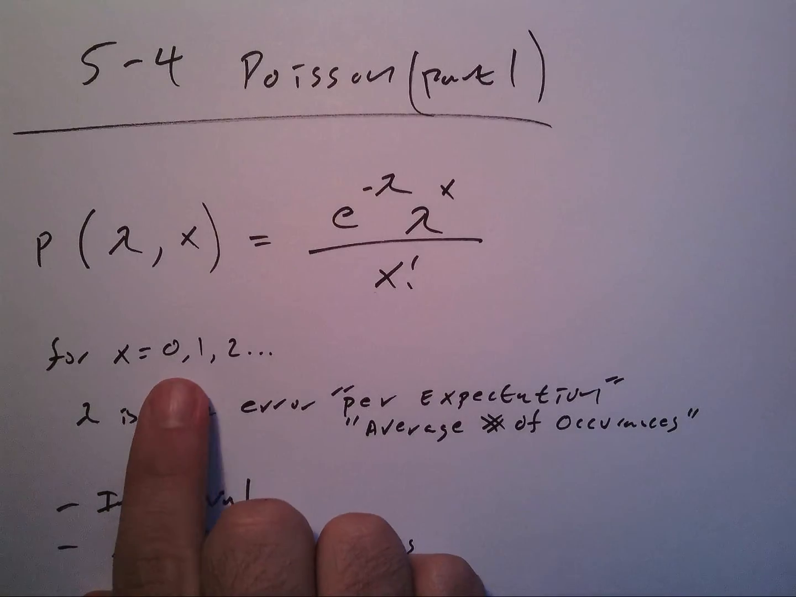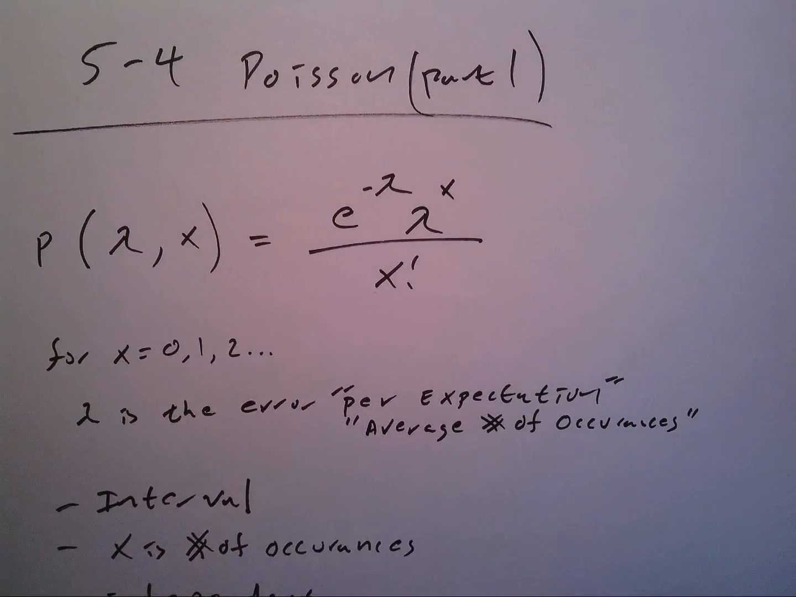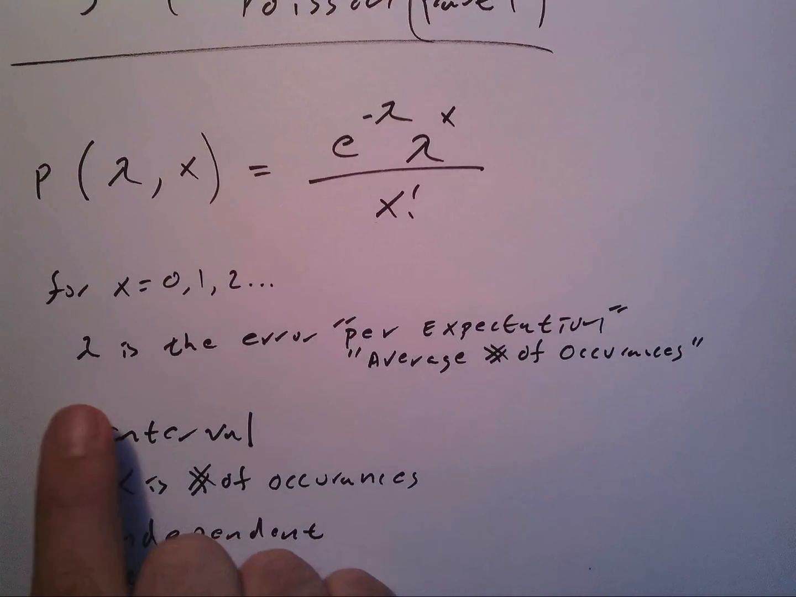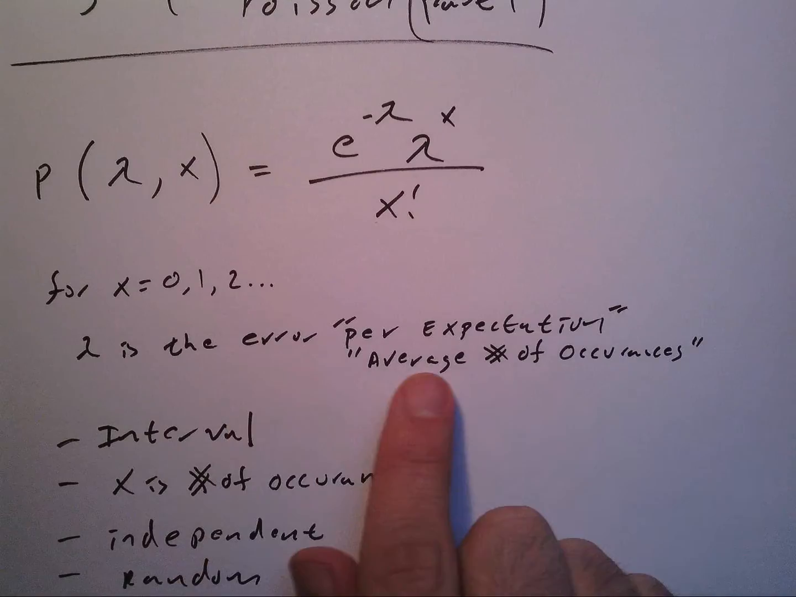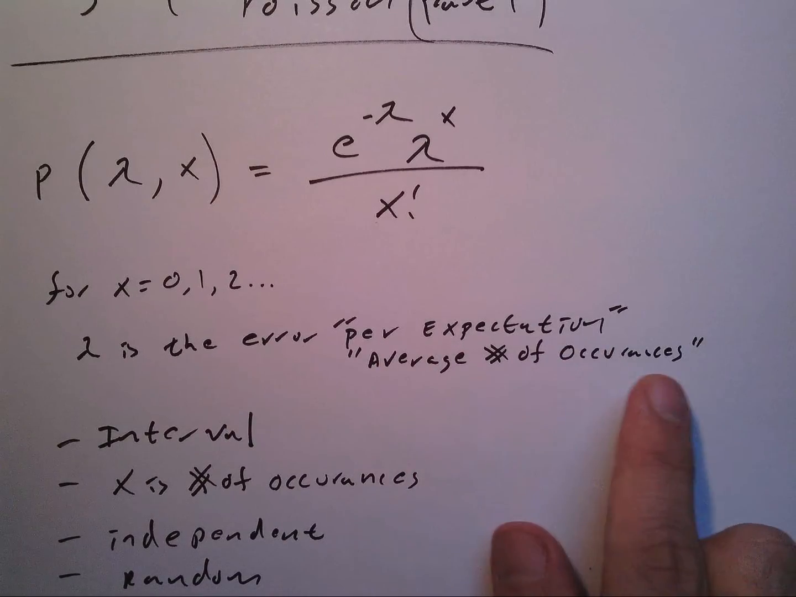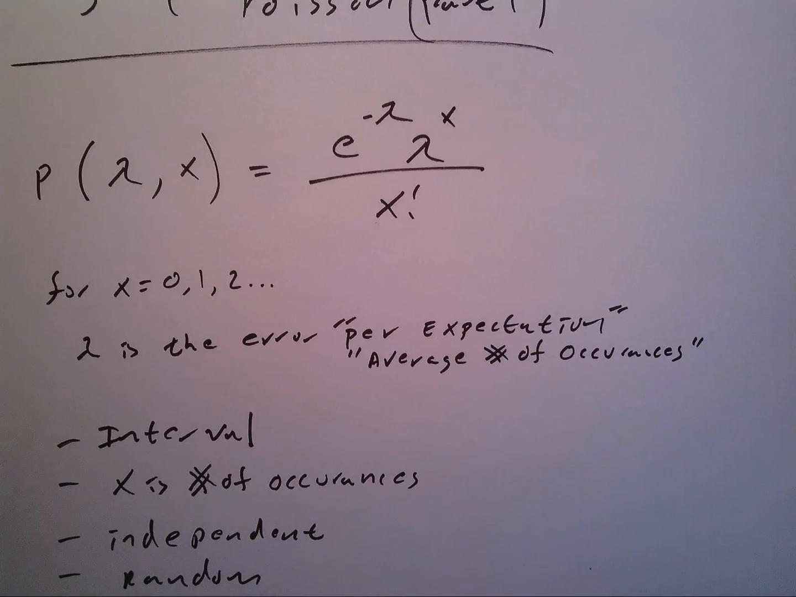Now, x is a physical count for how many errors you are looking for. And here's where it gets a little bit weird. Lambda is the number of errors per your expectation, right? It's the average number of occurrences. The thing is, it needs to be in terms of whatever you're looking at. More on lambda when we do an example for part 2.